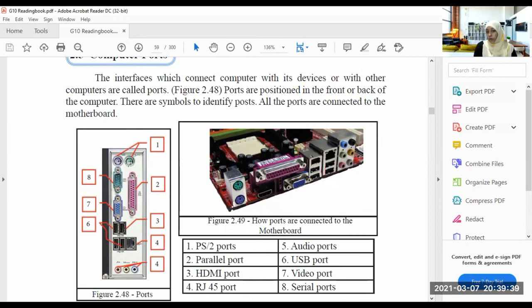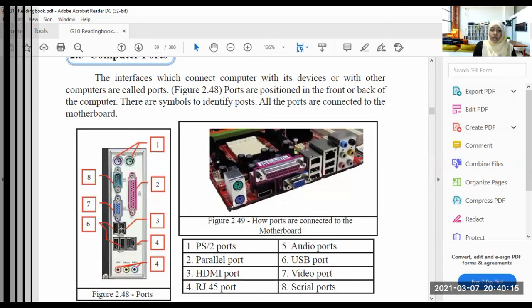Universal Serial Bus ports. And then this one is the parallel port used to connect printers. But nowadays printers are connected using the USB port. These are HDMI ports. Yes, these are HDMI ports, and most of the devices are using the HDMI ports, like the television and the laptops.